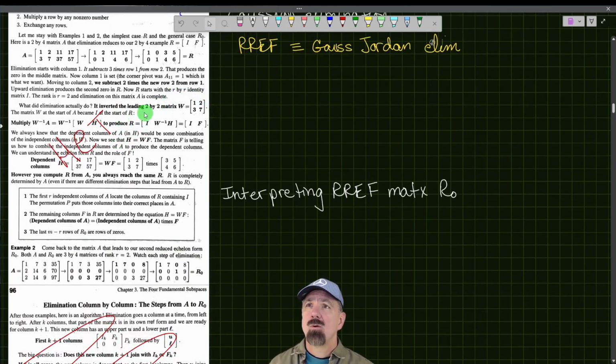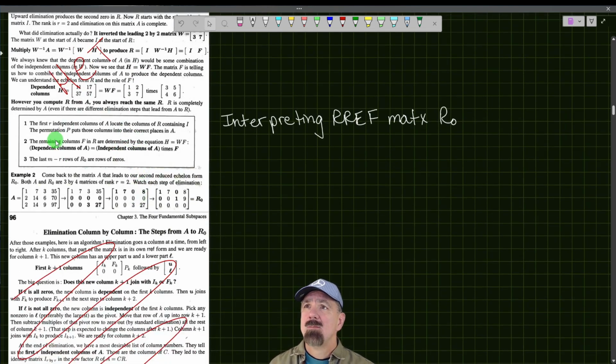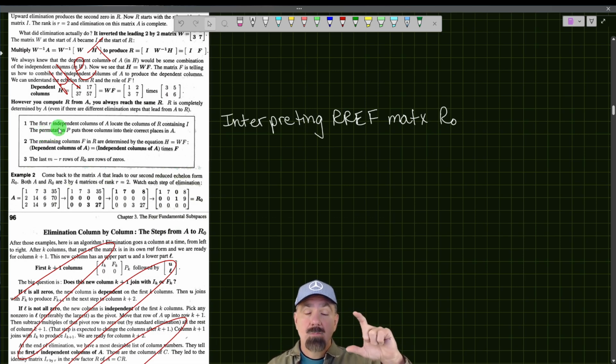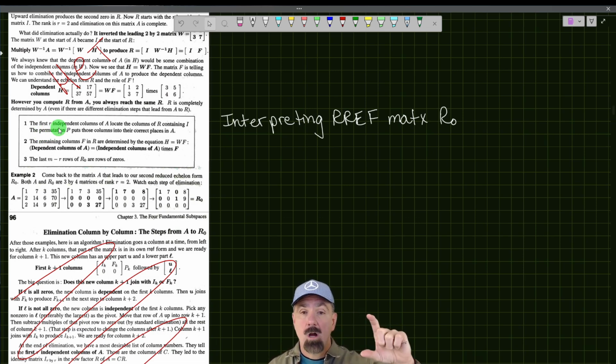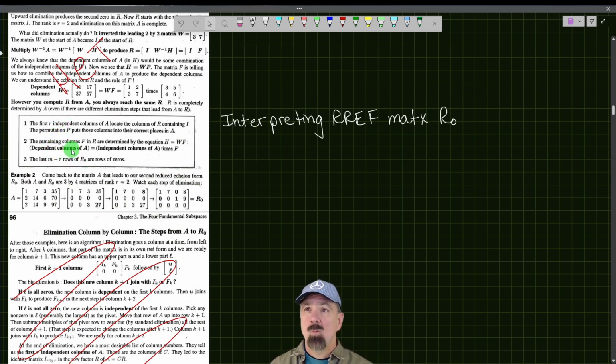So this whole section gets into, yet, we're not talking about the W matrices and the H matrices. This all has to do with the matrix manipulation that he's talking about. So this, however, is important information. The first R independent columns of A locate the columns of R containing the identity matrix, because those identity matrix columns, if you will, those are the pivot columns, and those pivot columns in R match up with the set of linearly independent columns in A. Then he says the remaining ones, the non-pivot columns, those are the columns that make up his F.